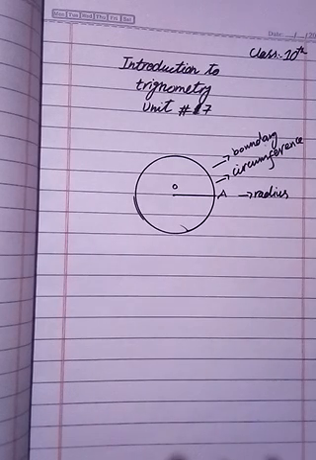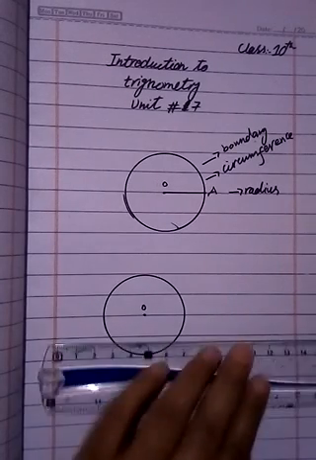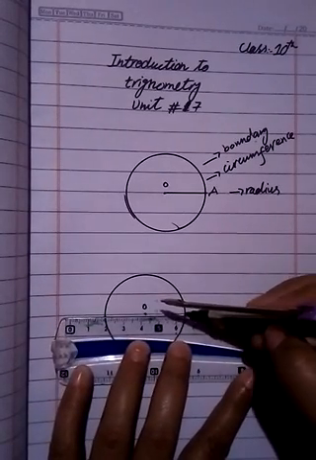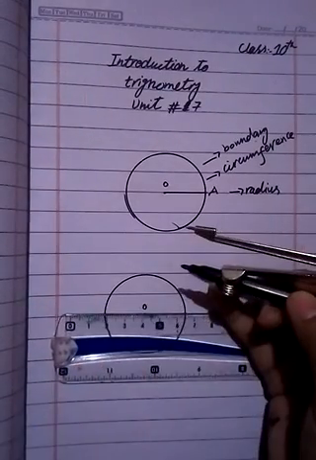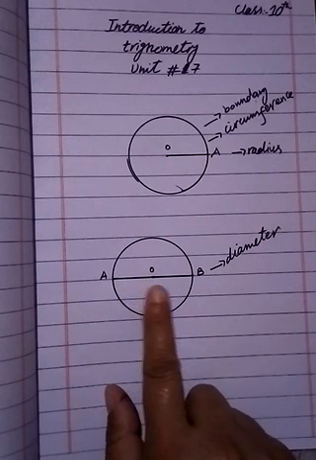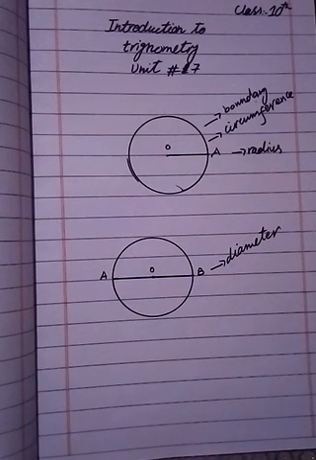Now next is, this is a circle, and if you will draw a line which passes through the center of the circle, then like this. Now AB is the line which passes through center point O, so that is known as a diameter. Diameter is the double of radius.